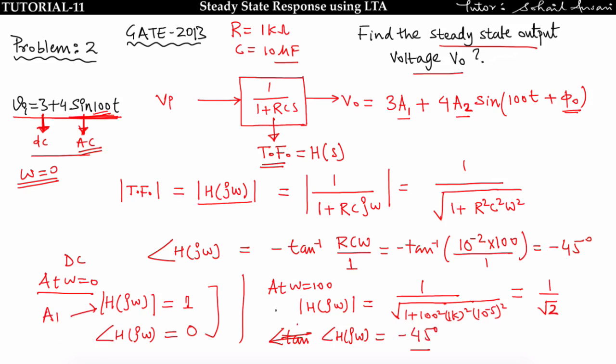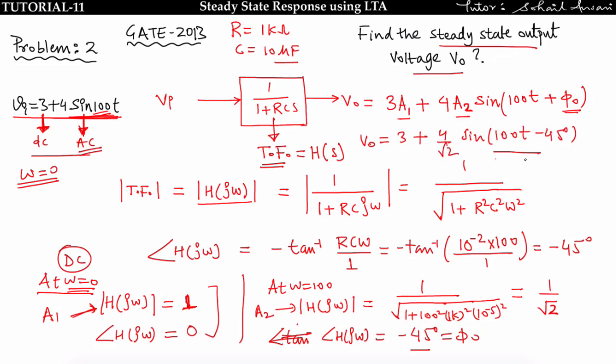So minus 45 degree. Now multiply: this is my A1, this is my A2, and this is my phi naught. So finally you will get V naught equal to 3 multiplied by this. Why am I considering A1 as this? Because for DC at ω equal to 0 I am getting the magnitude of H(jω) equal to 1. So this is my DC signal. We have to multiply the corresponding magnitude with the DC signal. Similarly, we have to multiply the corresponding magnitude for the AC signal. Got it? So 3 multiplied by 1 plus 4 by root 2 sine(100t minus 45). This is the answer.